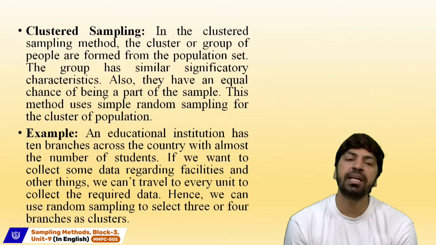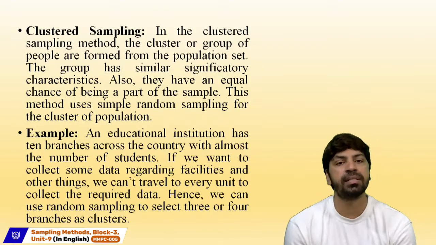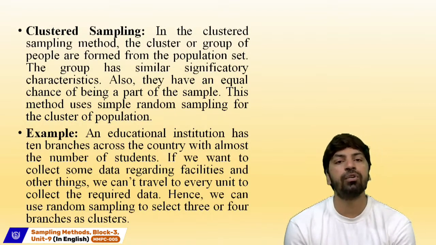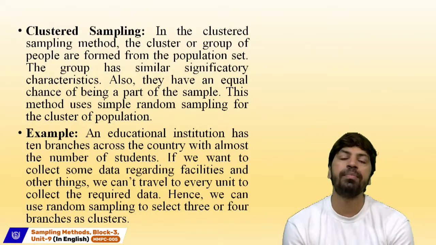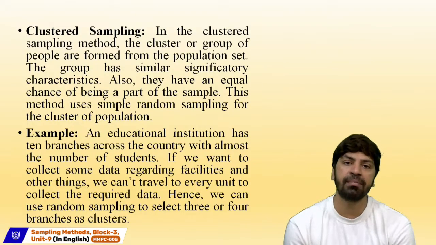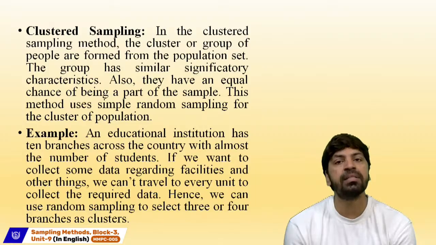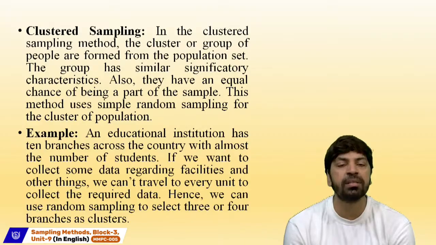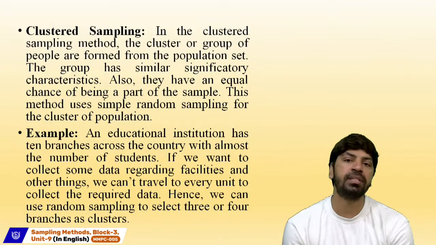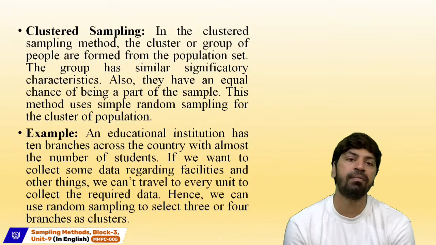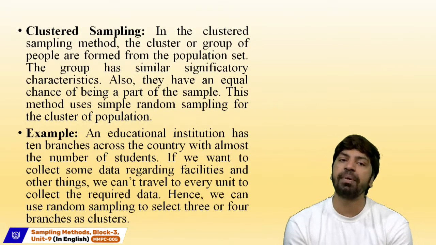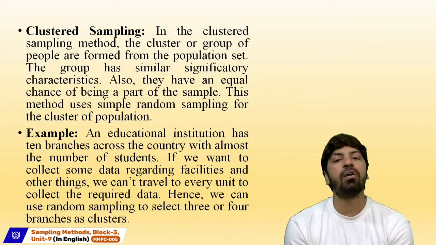Now the last category of probability sampling is cluster sampling. In the cluster sampling method, clusters or groups of people are formed from the population set. That means the groups have similar characteristics. They have an equal chance of being a part of the sample of the study. And this method uses a simple random sampling method for clusters of the population.